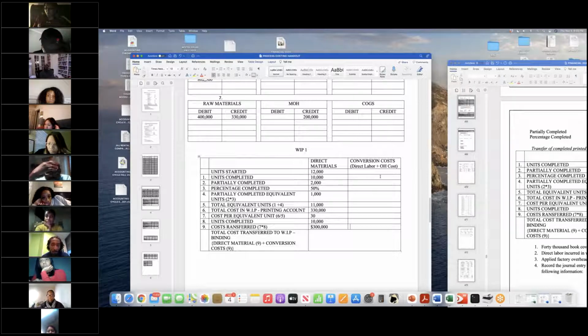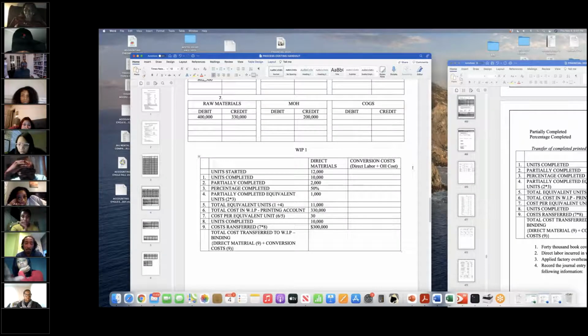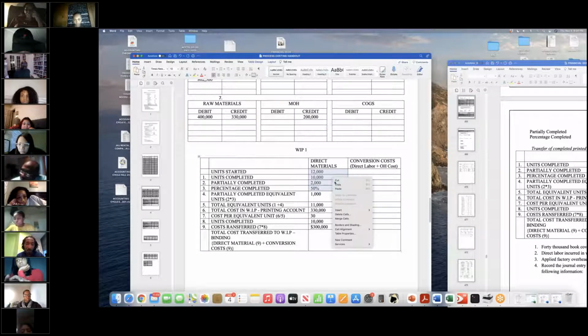So let's not all speak at once, but how much of the conversion costs are we transferring out? I think $450,000, but I'm not sure. I want some confidence. Yeah, because I did the 12,000, the 10,000, 2,000, and then for the percentage it was 25%. So then I got 500, and so these top four, we just copy them and paste them over here.